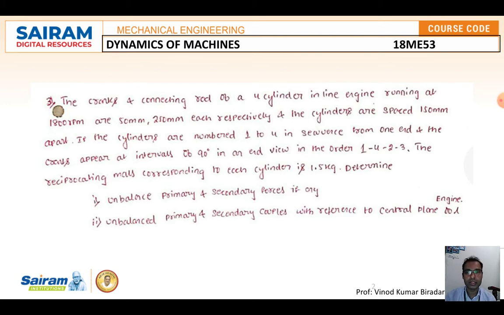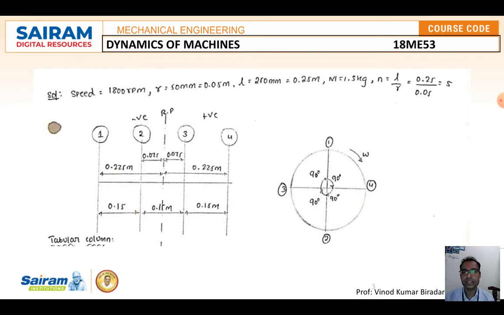One IC engine part is given, the crank and connecting rod of a 4-cylinder engine, and the firing order is given as 1 4 2 3, not 1 2 3 4. The firing order is very important in constructing the primary couple force diagram and the couple polygon diagram for reciprocating masses. The first step is to note down all the given data.